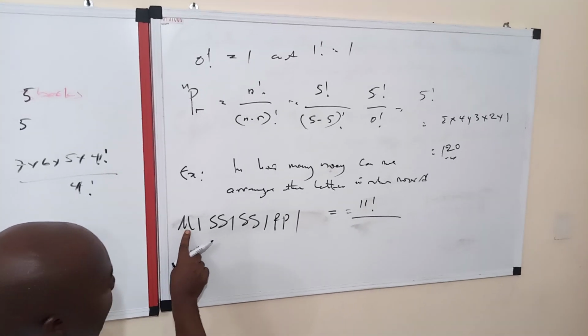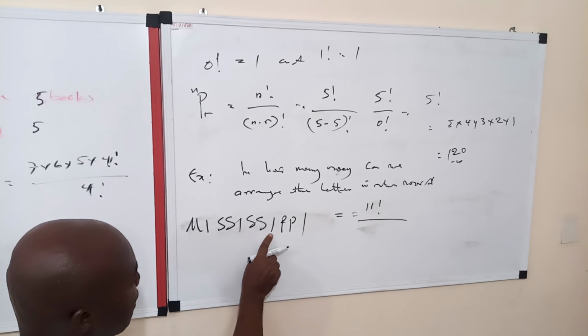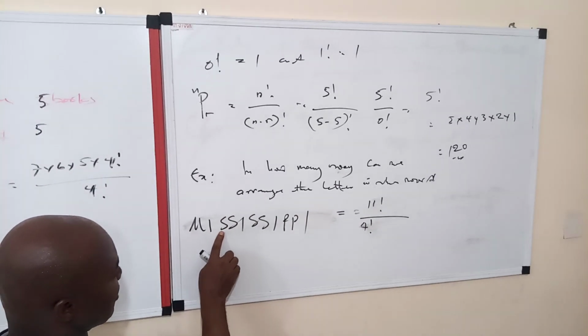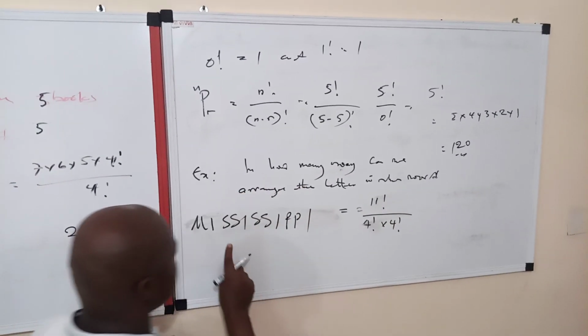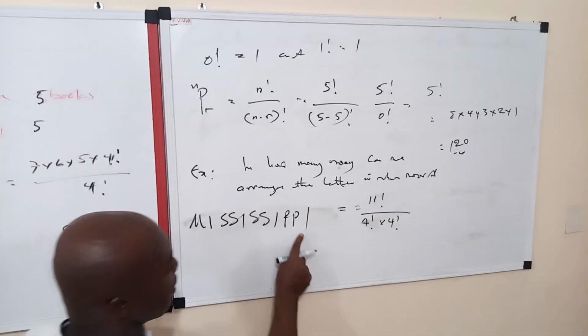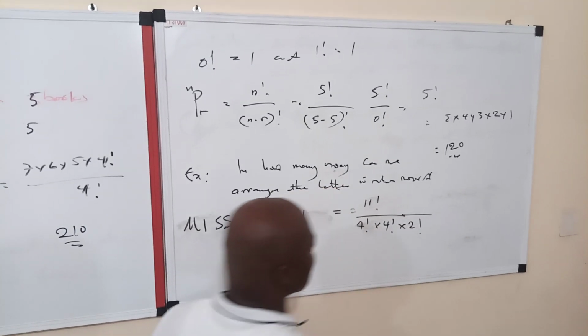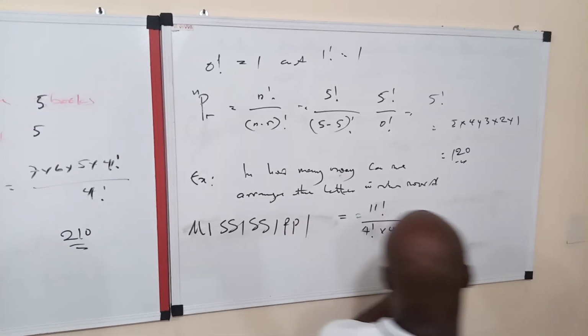So in this case, M is just 1, so we leave it. I is 1, 2, 3, 4. So we have I is 4 factorial, S is 1, 2, 3, 4, so 4 factorial. Then we have P is 2, so we have 2 factorial. So here we have 4 factorial times 4 factorial times 2 factorial.